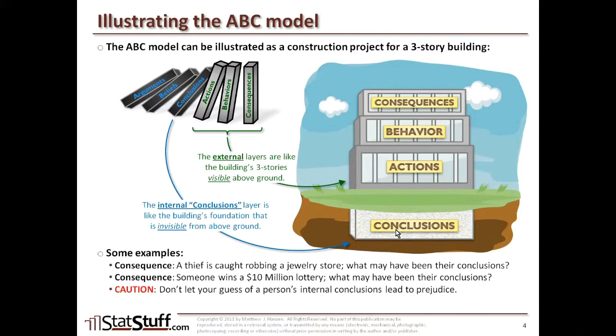Now, we have to be careful when we're doing this though. We don't want to let this lead us to prejudice for people and make presumptions about what everyone's concluding simply because of looking at their outward actions, behavior, or consequences. But what I want to illustrate here is that the fact that we can see these external layers can give us some reasonable assumptions, and we can come to some reasonable conclusions about what a person was probably deciding or concluding that eventually led to those actions, behaviors, or consequences that we can see.